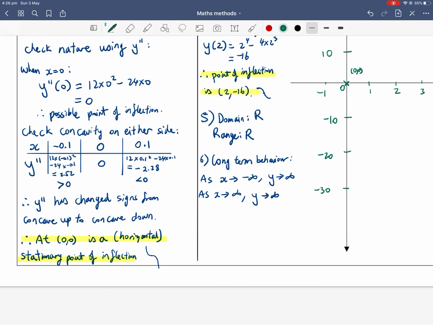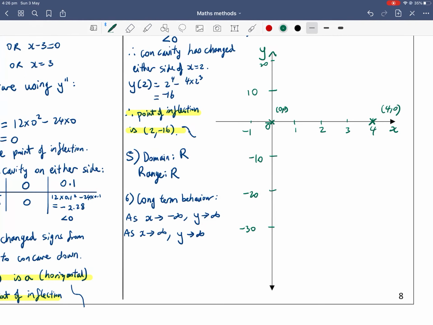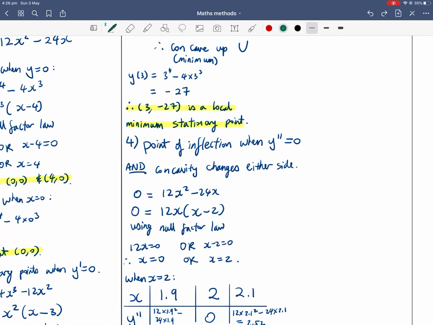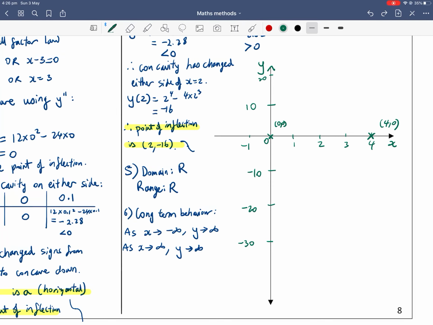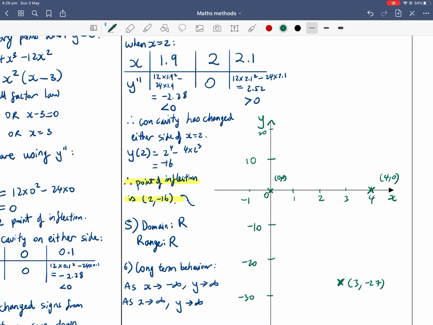We've got the y-intercept at 0, 0, so we've marked that in already. The stationary point of inflection is at that point, so we know that it's a flat point here and then goes down-ish. At 3, negative 27 we've got the other stationary point, the happy face. So 3 across, negative 27 is about here. So mark that in: 3, negative 27. I've also got the other point, 2, negative 16, which is about here.